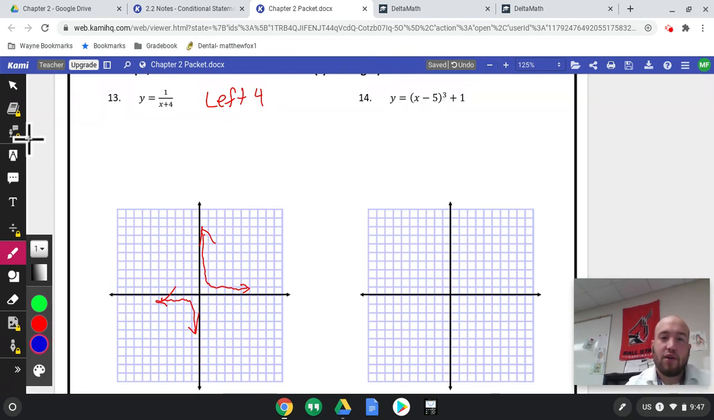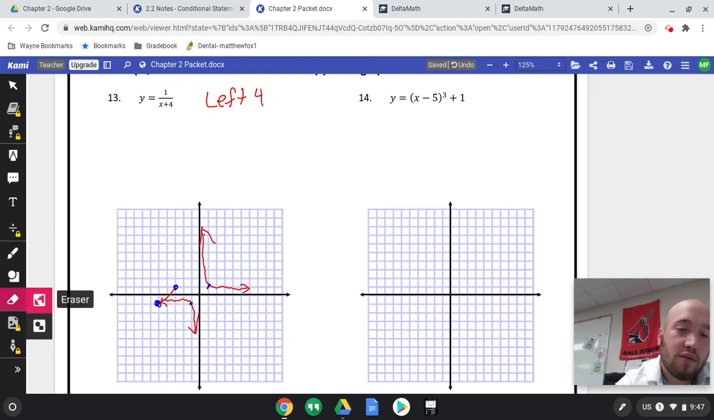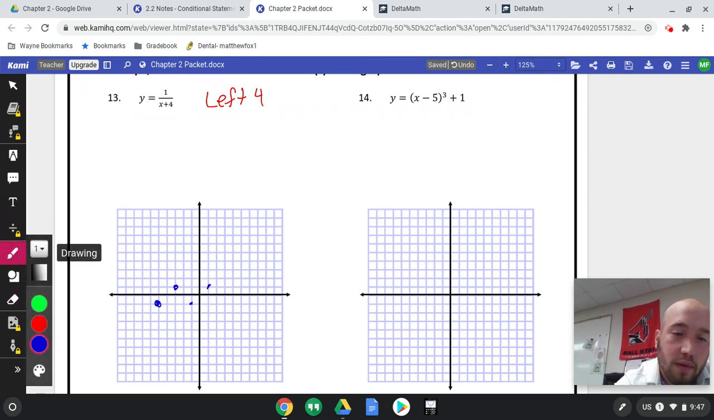If we go left 4, instead of 1, 1, and negative 1 being the points, those will have to go left 4. So 1, 2, 3, 4 right here. And then right there, those are the target points. So let me go ahead and erase the red. And now it's going to end up like this.